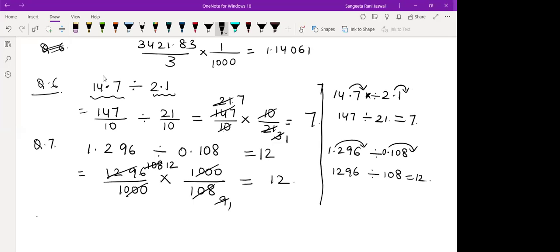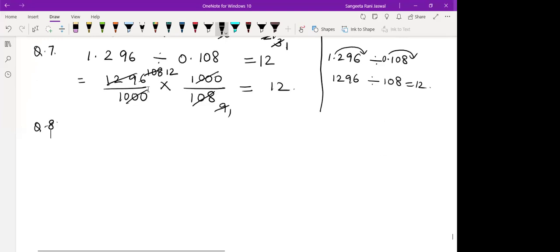Okay, let's take another. Even in your senior classes, when you get more number of questions, you can do it this way. Let's take this: 42 divided by 0.7. Now this is a whole number divided by a decimal number.